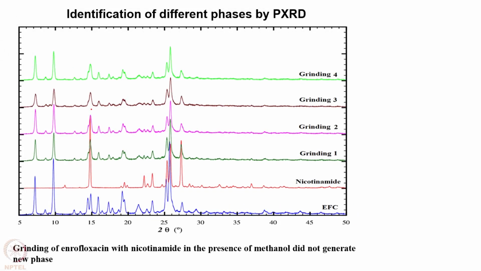So again, the same kind of experiment was done on a different sample, and what we see here is that this experiment is not going. So even during grinding 1 to 2 to 3 to 4, the peaks of the drug enrofloxacin are not disappearing, this peak remains as it is after several rounds of grinding. So this indicates that the reaction is not going. So one can use powder X-ray diffraction to see whether a reaction is going or not.